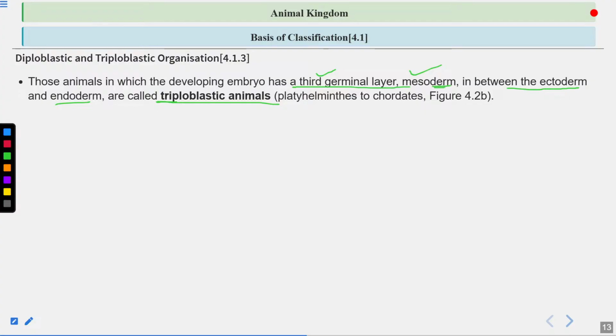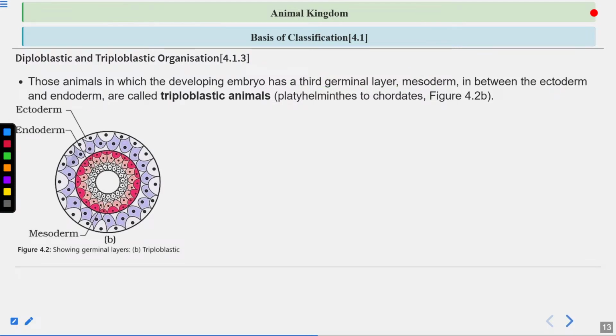In the case of diploblastic animals, we have mesoglea, which is not a cellular layer. But this mesoderm is a cellular layer. Let us see the figure, which gives you a clear understanding. Here you can see the outer ectoderm, and this layer is the endoderm layer. What about this red and this peach color? That is the mesoderm layer, the third layer in between the ectoderm and endoderm.